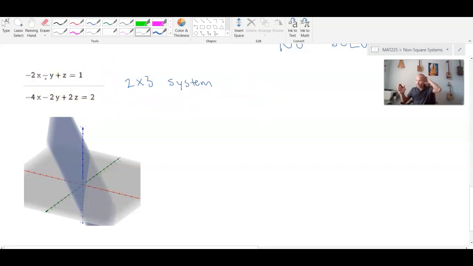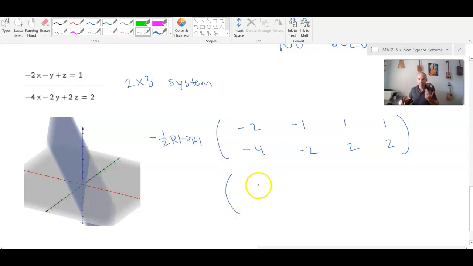And why is that the case? Well, if you're thinking about 2 planes with 3 variables, and those are going to be sheets of paper, and they can intersect along a straight line, or they could actually be the same plane, which is the case here. So I set up my system, negative 2, negative 1, 1, 1, negative 4, negative 2, 2, 2. And I like the arrangement of this. I'm going to go ahead and take negative 1/2 of row 1, put it into row 1.